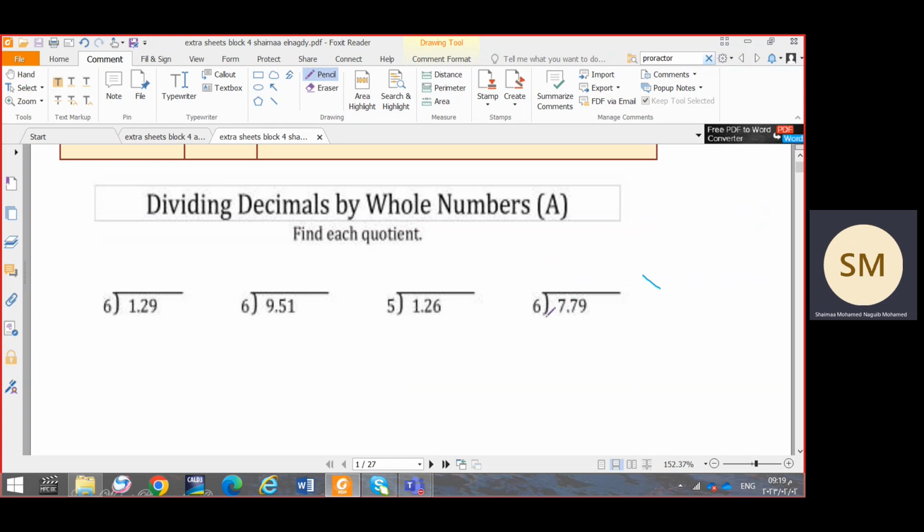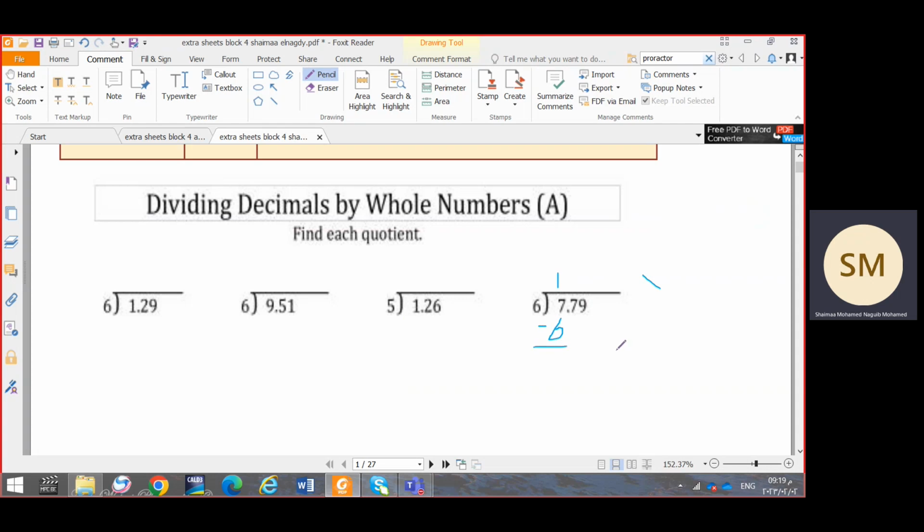I will say to myself, how many 6 in 7? It will be ordinary division, so I will make 7. How many 6 in 7? So it's 1. This is table 6, and 1 multiplied by 6 gives me 6. Then I will subtract. This is the third step.